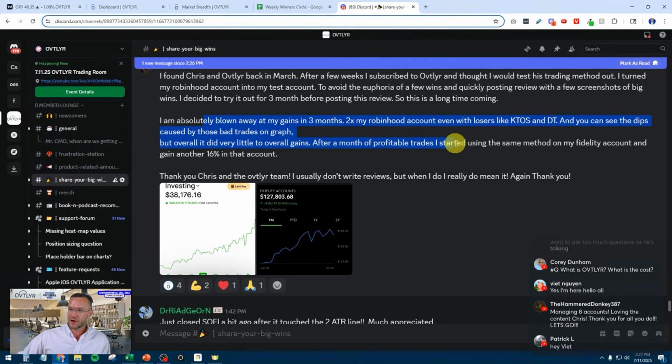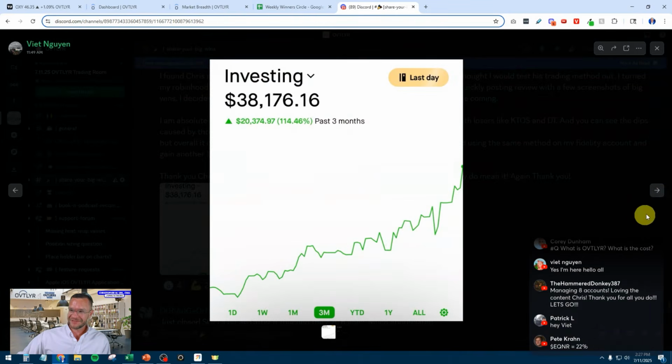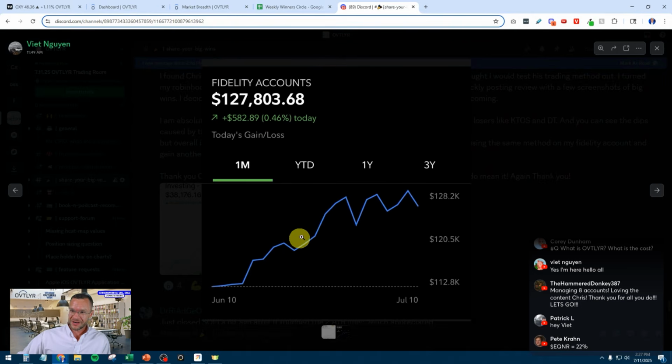And after a month of profitable trades, I started using the same method on my Fidelity account and gained another 16% in that. Thank you, Chris and the Outlier team. I don't usually write reviews, but when I do, I really mean it. Again, thank you. Outstanding. Look at these, right? Look at these. Viet, you are such a rock. This is his 3-month chart. Look at this. Right? Way to go, dude.